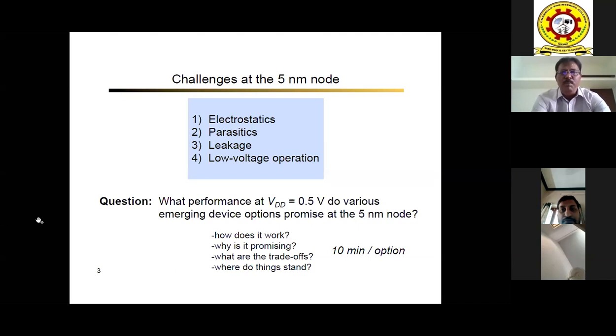What performance? VDD is actually the supply voltage. The supply voltage has now become 0.5 volts. Earlier, when we were introduced to digital electronics, we were taught that 5 volts is considered digital logic 1, and 0 volts is considered digital logic 0. That was the trend we started from TTL onwards, isn't it?